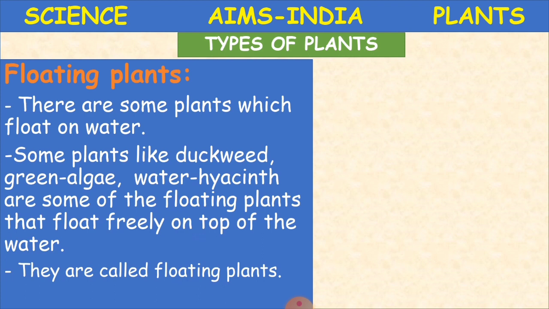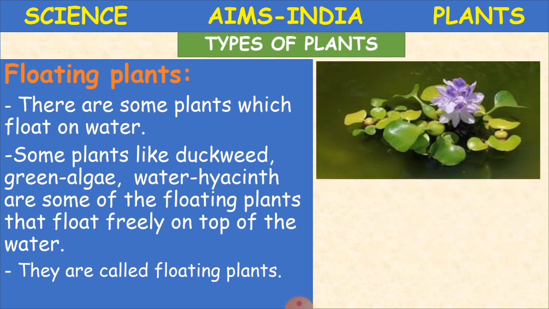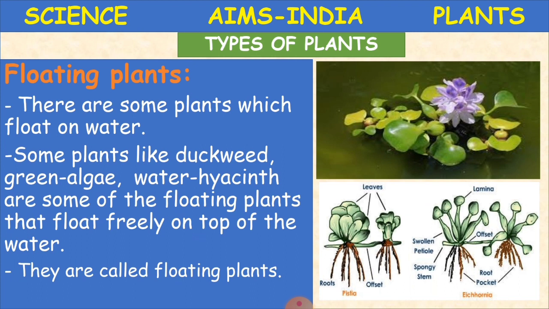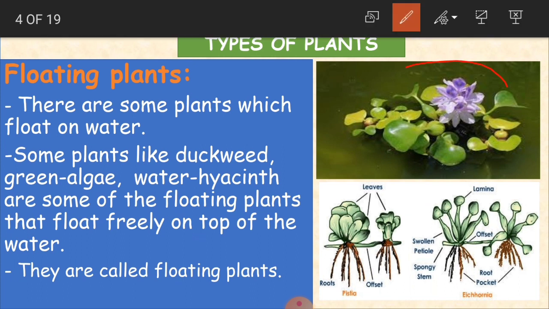Some plants like duckweed, green algae, water hyacinth are some of the floating plants that float freely on the top of the water. They are called floating plants or water floating plants, children, which float on the water. Have you ever been on a boat? If we sail on a boat, how does it travel? It travels on the water. In the sense, it floats on the water.